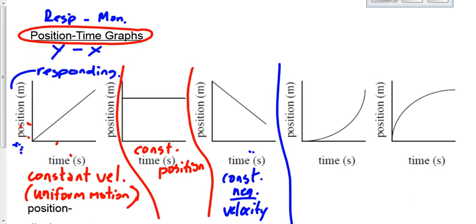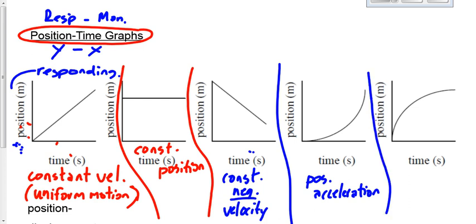Okay, the fourth one and the fifth one, those are curved. So that means that something's not constant. What's not constant? Well, the velocity, right? Position time, velocity is not constant. So what's happening? Something similar in 4 and 5, but not quite the same thing. Yeah. Acceleration. Yeah, this is a positive acceleration. And a positive acceleration means that the object is what? Speeding up. Yeah, it's accelerating, speeding up.